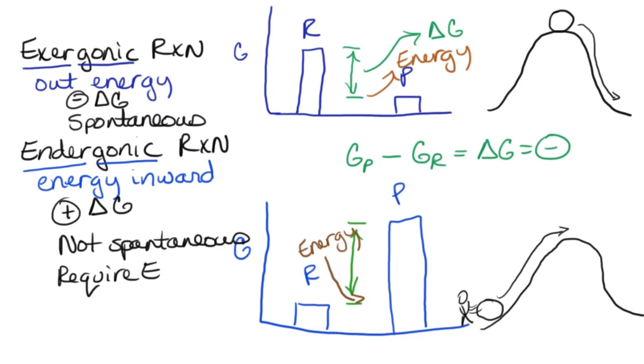And then the endergonic reaction is energy inward. We're going to have to force this reaction to take place. So we're going to push the ball up the hill, or another way to look at it is that we're going to take a ball that was very stable, or a molecule that's very stable, and we're going to turn it into a much more unstable state. And the more unstable something is, the more energy that it actually has.